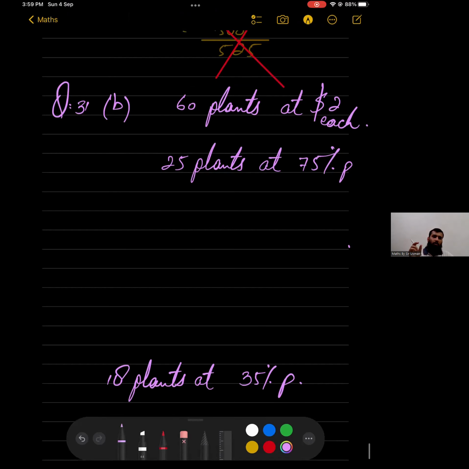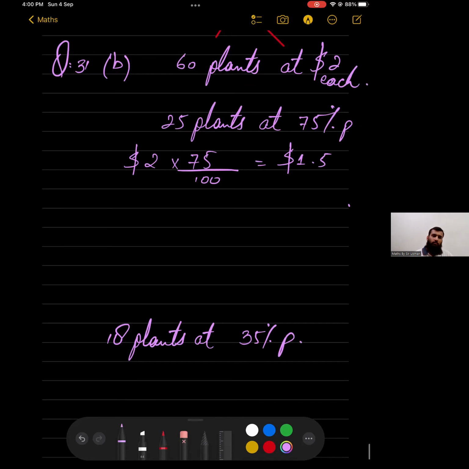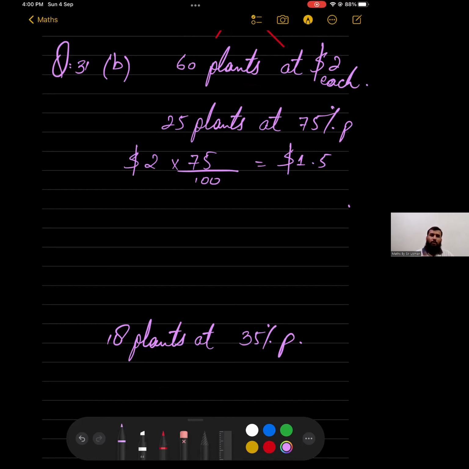So for the 25 plants he made a profit of 75%. So $2 का आपने 75% फिगर आउट करना है. So can any one of you tell me what is the 75% of $2? Is it 1.5? जल्दी से कंफर्म कर दें. Yes, 75% of $2. Is it 1.5? Okay, perfect. So he has made a profit of $1.5 for each plant for 25 of them.